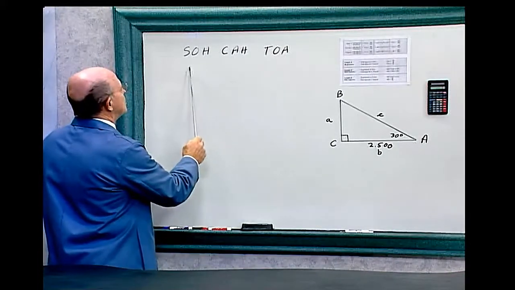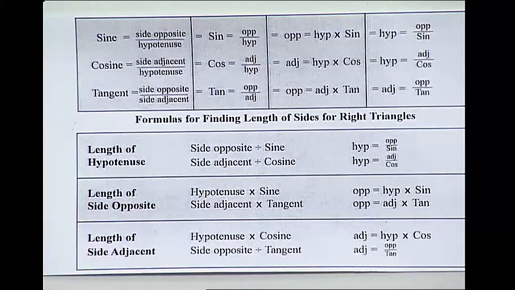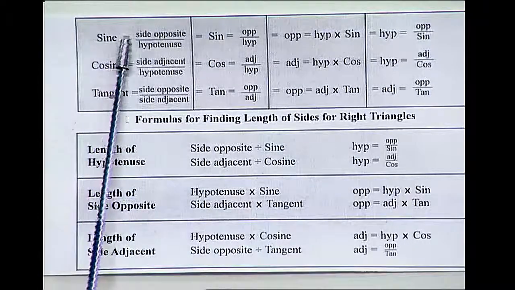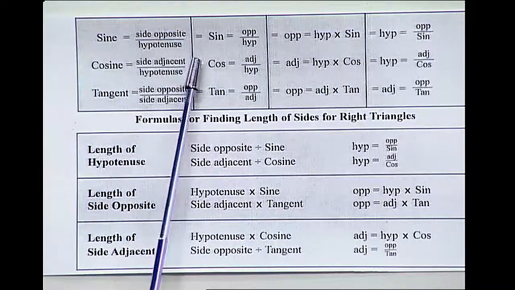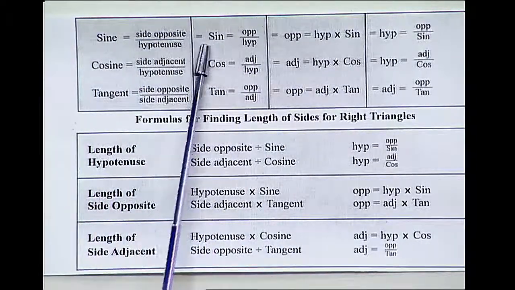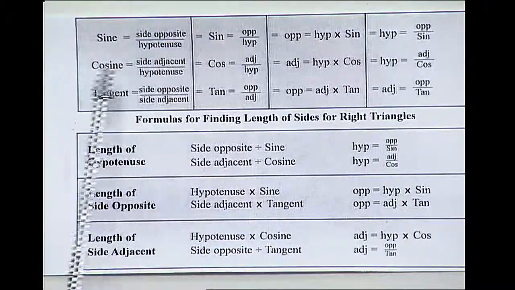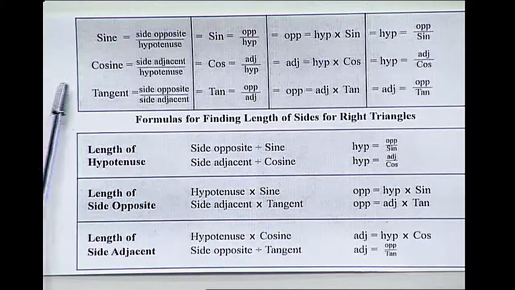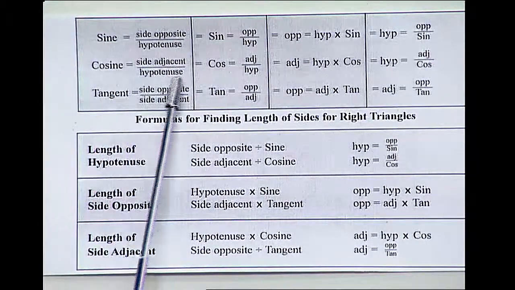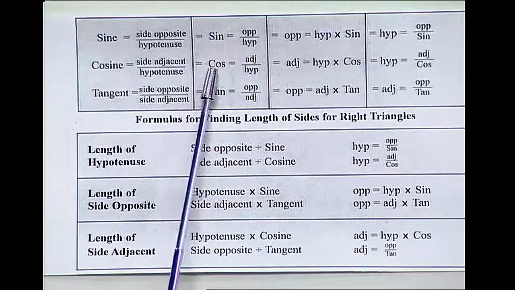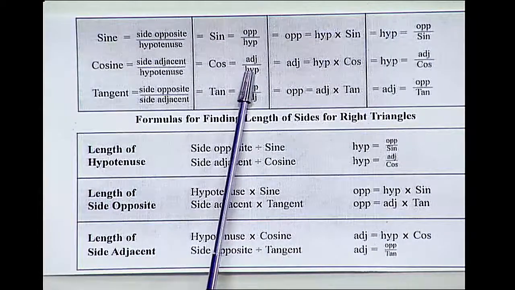And what this means is, right over here, you can get it from over here. SOH means sine equals side opposite divided by hypotenuse. And here's the abbreviation, S-O-H: sine equals opposite divided by hypotenuse. And CAH means cosine equals side adjacent divided by hypotenuse. Here's the abbreviation, C-A-H: cosine equals adjacent divided by hypotenuse.